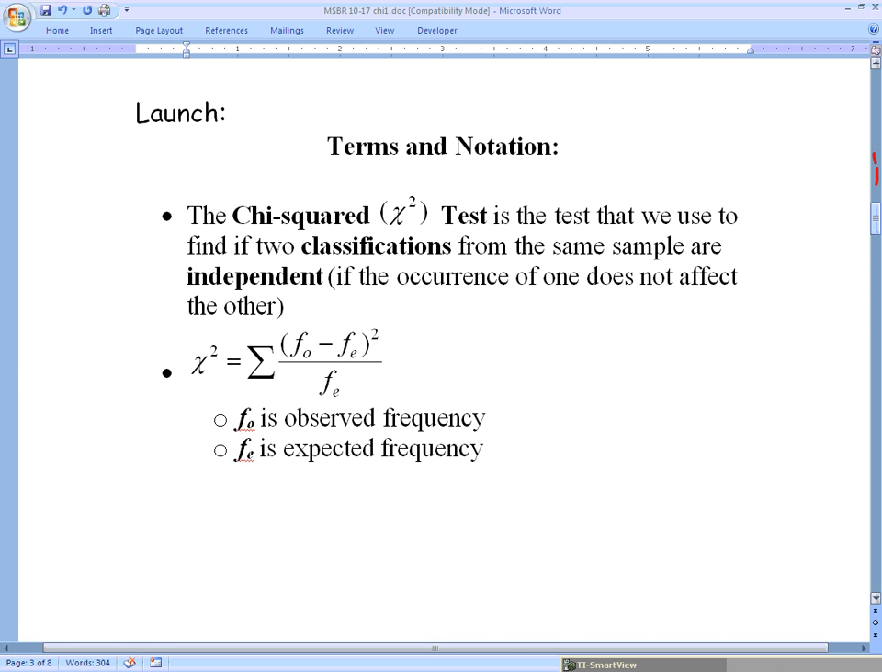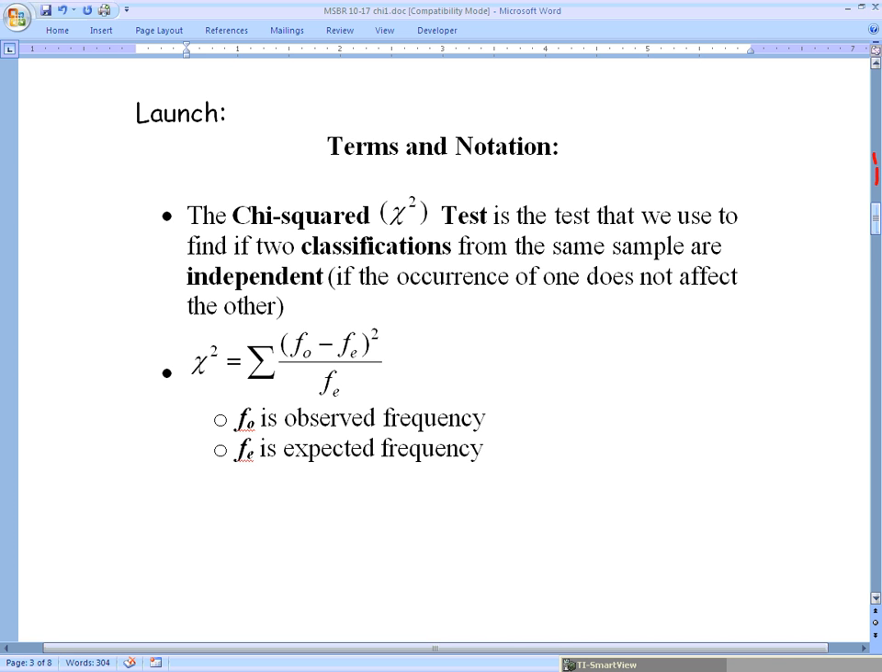Let's think of two classifications, like height of person and how well they perform in school. Maybe taller people do well in school. A chi-squared test would allow us to determine if there is a significant statistical relationship between these, or if they are independent, meaning that the occurrence of one does not affect the other, and I would expect that these would be independent. And the chi-squared test would confirm that.